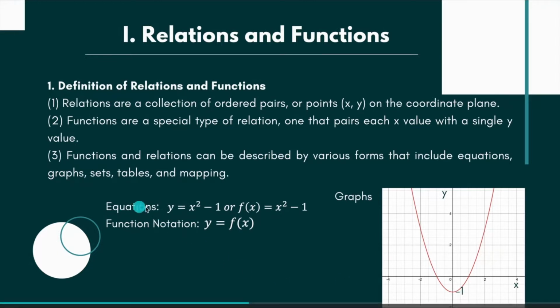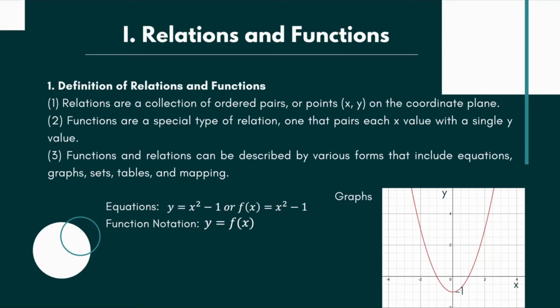An example of an equation is y equals x squared minus 1, or f of x equals x squared minus 1. And the standard function notation is y equals f of x. On a side note, a handy trick for figuring out whether something is an equation or an expression is by looking at whether or not there is an equal sign. If there's an equal sign, it usually means it's an equation. If there isn't, for example, if we had x squared minus 1 instead of y equals x squared minus 1, we just have an expression.